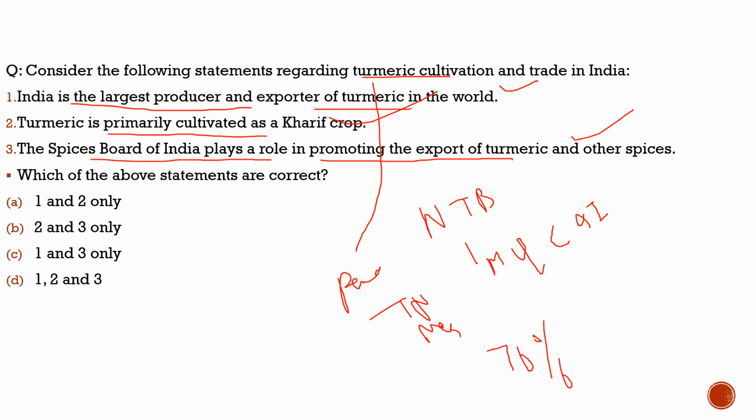Why did we bring this question? Because the National Turmeric Board was inaugurated by the Ministry of Commerce and Industry. With this, let's move to the last question from the current affairs session, and after that we will move towards the other parts of our discussion.